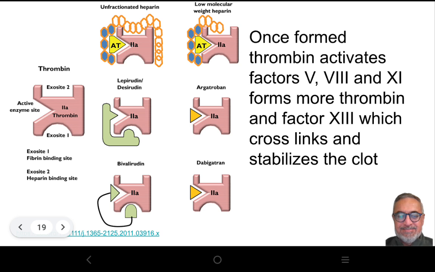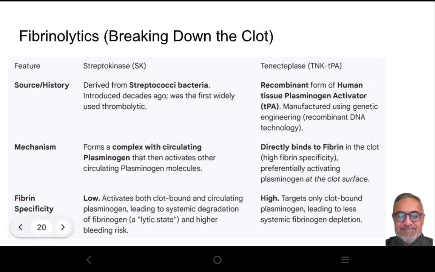Here is a schematic of how these agents work. As you can see, unfractionated heparin is a large molecule. Lovenox is a smaller molecule. Argatroban works at a different site. Bivalirudin works at a different site. And dabigatran works at a different site on the thrombin molecule.